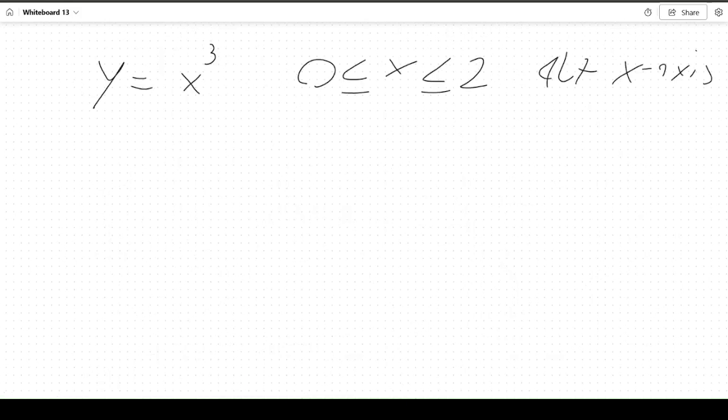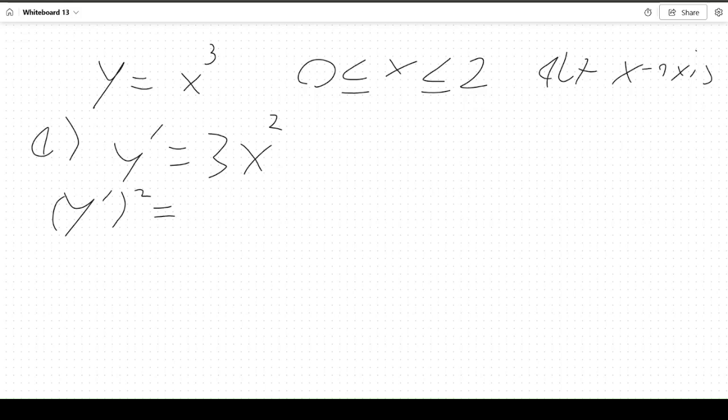We're trying to find the surface area by rotating the curve about the x-axis. And for starters, we can just find our derivative as always. So let's bring down the 3, and this would be 3x squared. Now we can square the derivative. So 3x squared would be 9x to the power 4. And now our second step is to just plug it into the equation.